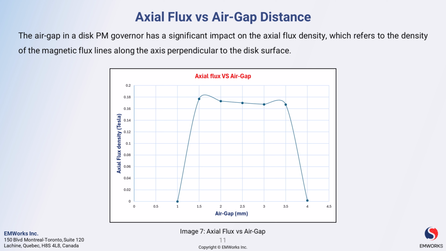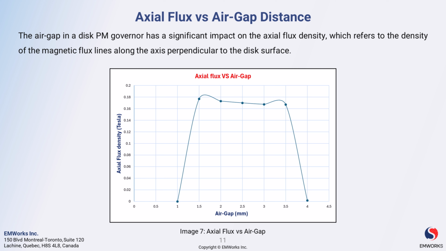Next, the image on this slide illustrates a graph depicting the relationship between the axial flux density and the air gap distance in the disk permanent magnet governor. The x-axis represents the air gap distance, while the y-axis represents the axial flux density, which is the density of magnetic flux lines along the axis perpendicular to the disk surface.